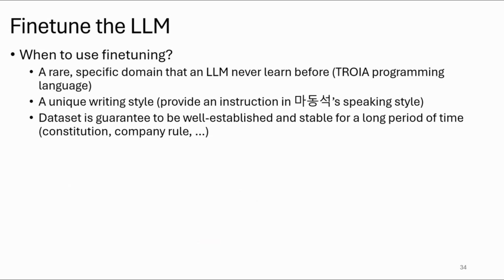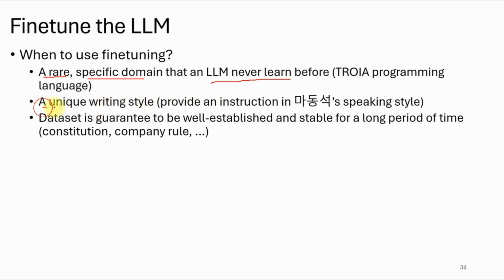So the question is, when should we use fine-tuning? There are suggestions on the internet that if an LLM never learned anything before, such as the Troya programming language, then that is a good time to apply fine-tuning, because technically the LLM never learned it. So one way to solve that is just fine-tuning. So one reason to use fine-tuning is a rare specific domain that the LLM never learned. If the LLM did learn, then maybe we should not use fine-tuning.